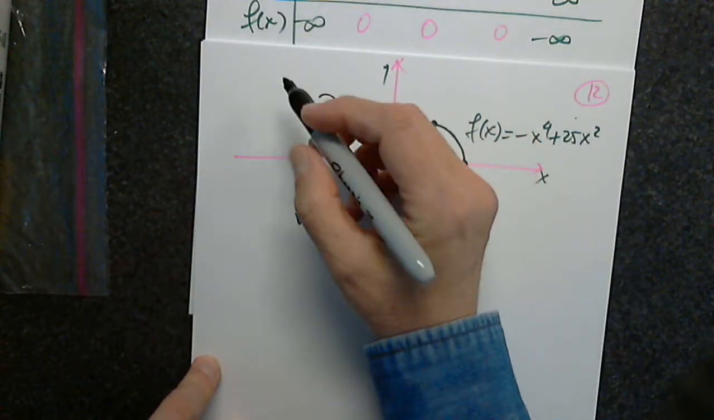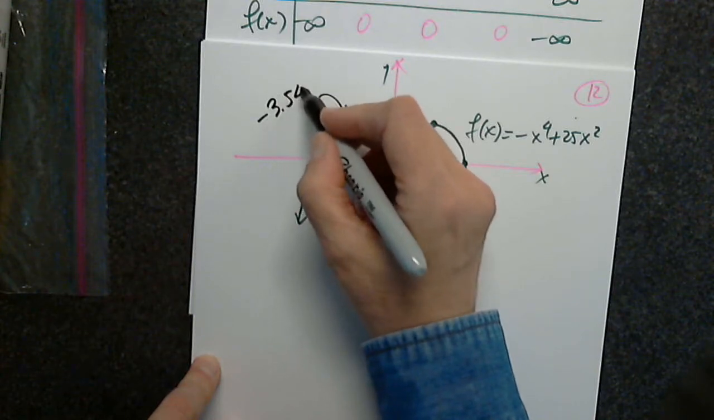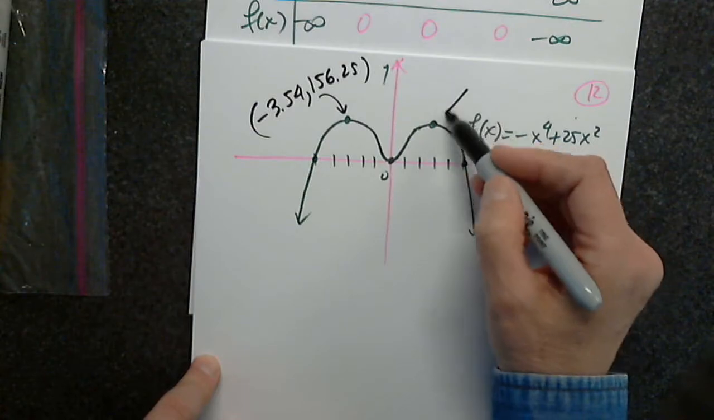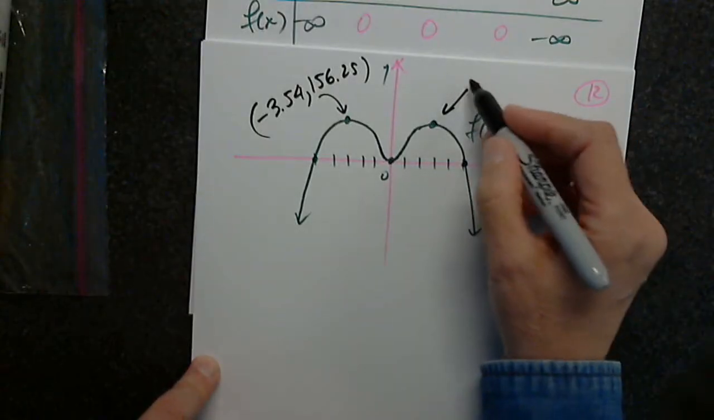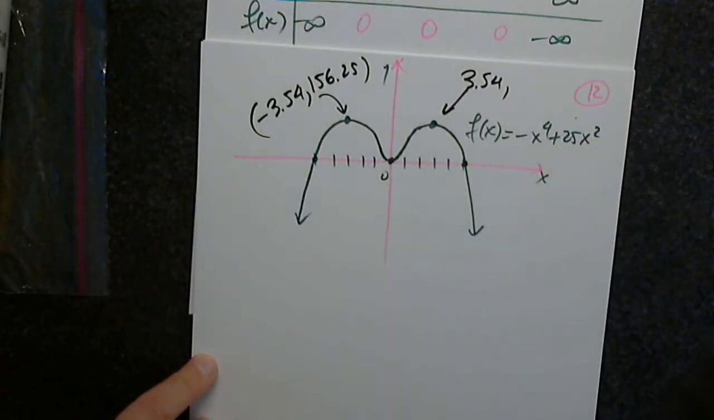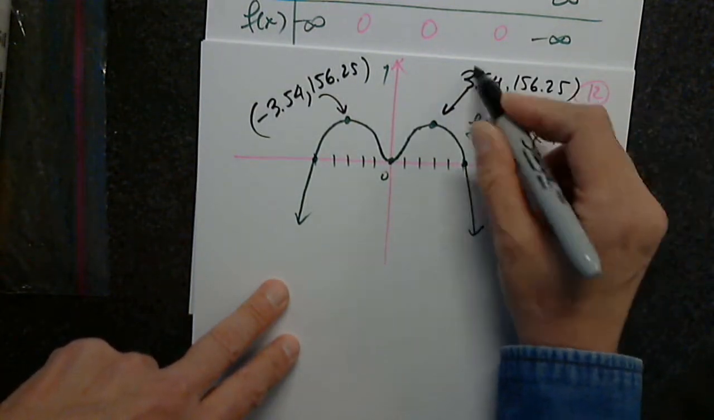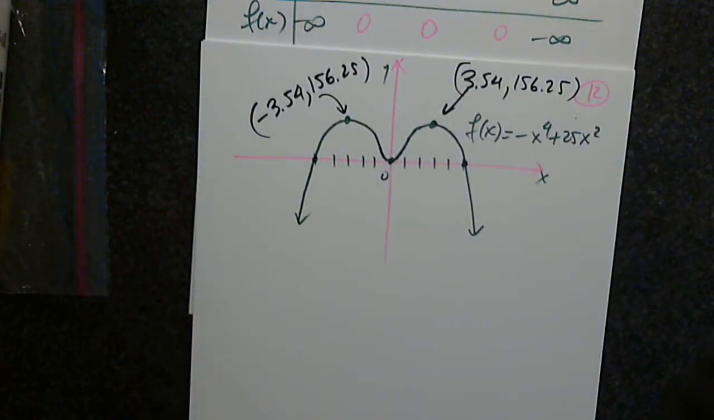Can anyone give us the other one? So negative 3.54 and 156.25. Can anyone give us the other max? Right, of course, because we knew that. Why? Because of the symmetry, exactly. Otherwise, we would have had to determine the other one separately. Very good. That's why we study symmetry, so we can understand these situations.